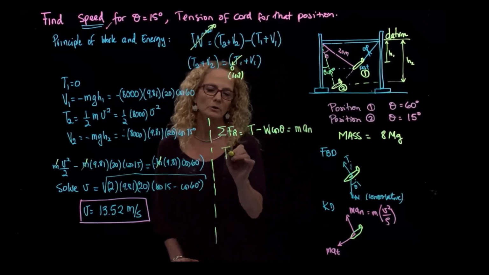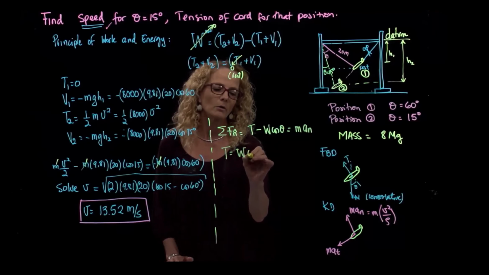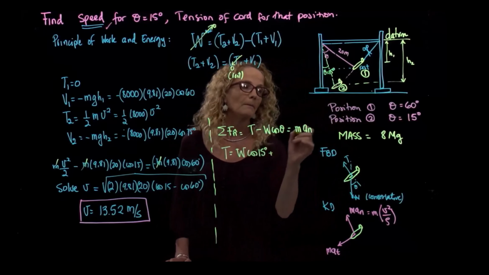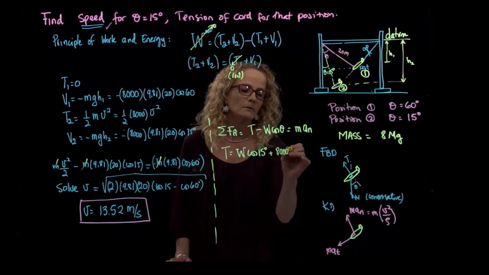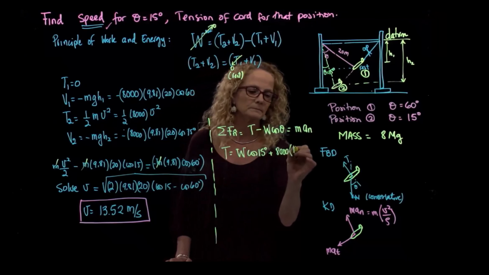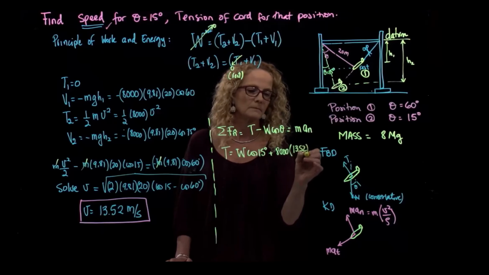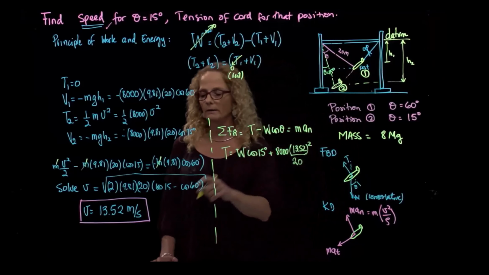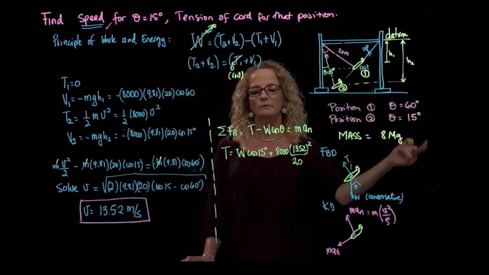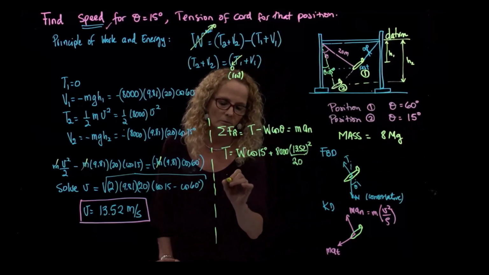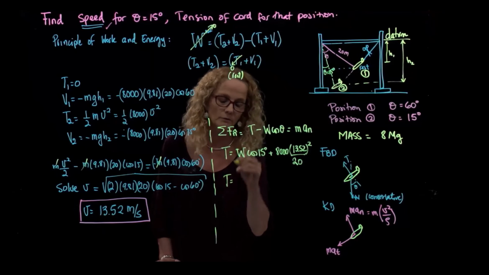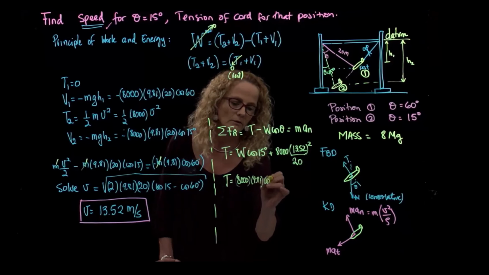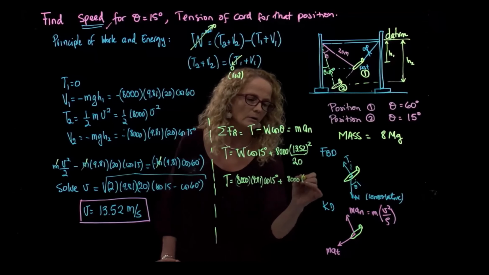So the tension will be equal to the weight cosine of 15, right? Because we are in the second position, plus mass times velocity squared over radius of curvature, and the radius of curvature is 20. And the weight is mass times gravity. So if I substitute the weight, I will write 8,000 times 9.81 cosine of 15 plus 8,000 times 13.2 squared over 20.